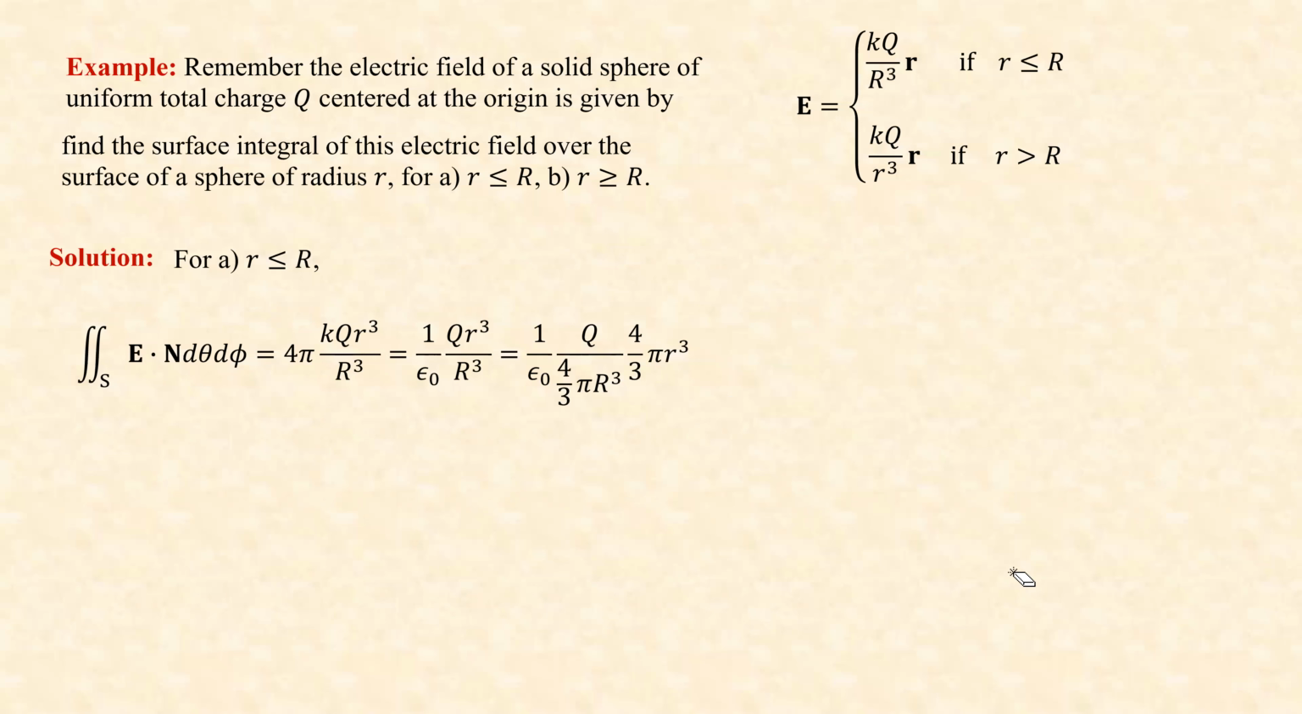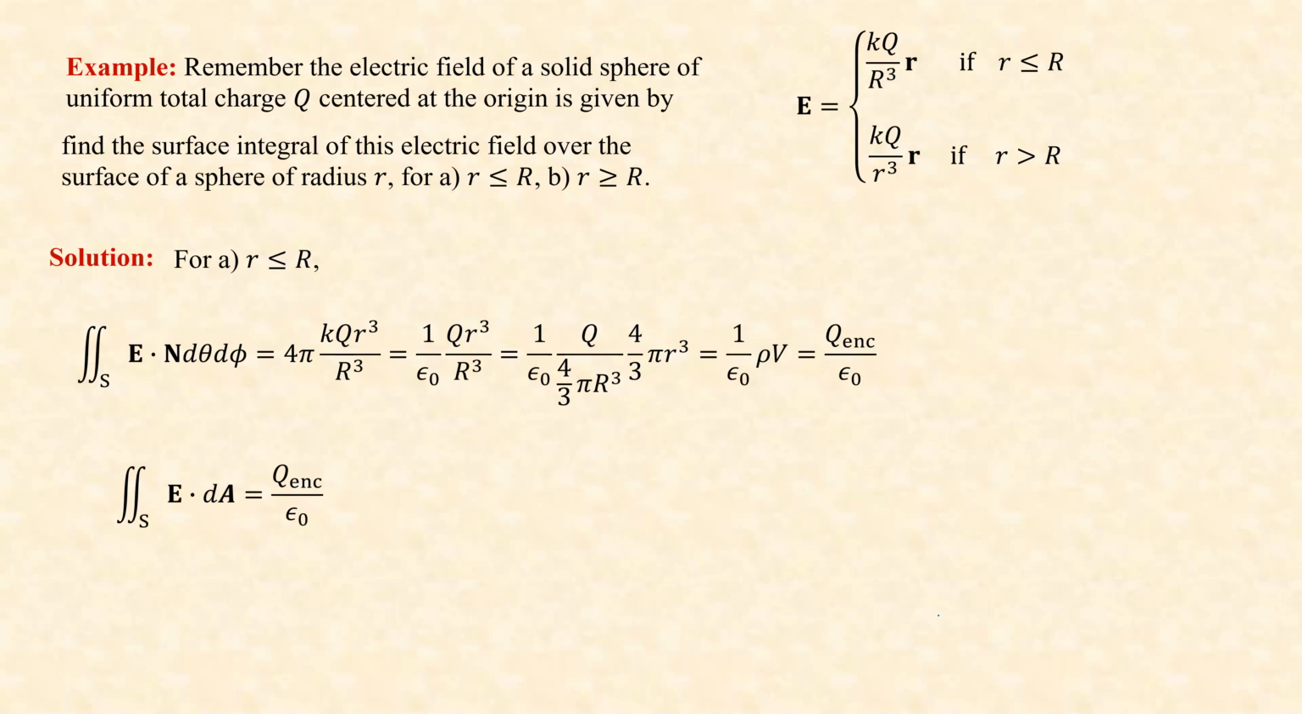So what is this? What do you think that is? The charge of the sphere divided by the volume of the sphere. Charge divided by volume is the density, charge density, right? And the next part is the volume of our sphere, the sphere that we are taking the integral over. So this becomes 1 over epsilon naught rho times V of our sphere. And rho times V is the charge inside the sphere. So it becomes the charge enclosed in the sphere divided by epsilon naught.